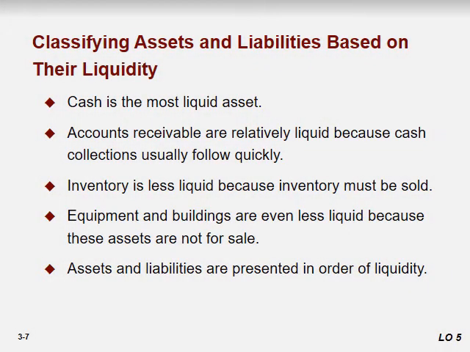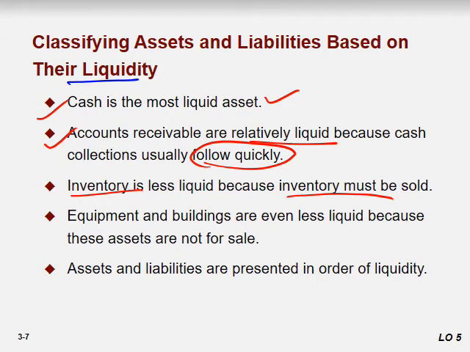Okay, let's move further to classify assets and liabilities based on liquidity. Liquidity means how fast or easily an asset can be converted into cash. So cash is the most liquid item. After that, accounts receivable are relatively liquid because cash collections usually follow quickly, like in 1 month or 2 months or 3 months. And after that, inventory, which is less liquid than accounts receivable and cash, because in order to liquidate it, inventory must be sold.